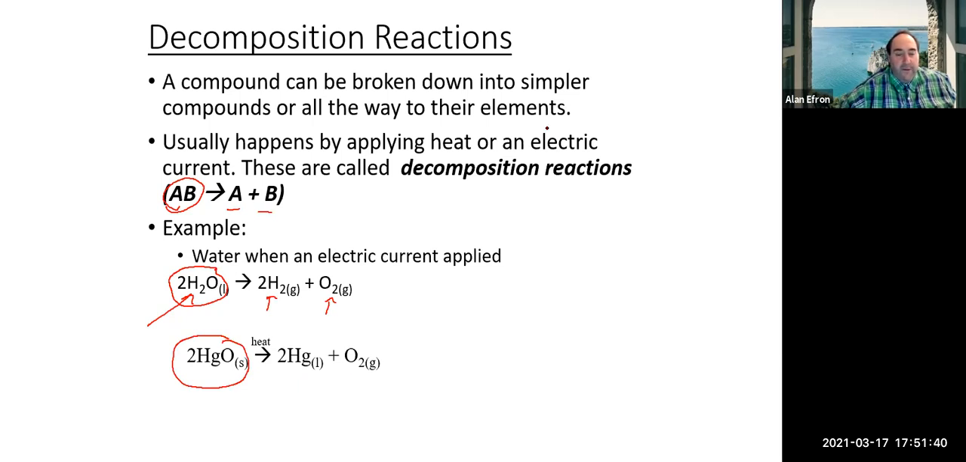Again, one thing making multiple things is a decomposition. So a good way to remember that is synthesis, you kind of put it together, and decomposition, you basically break it apart. So one puts it together, one kind of breaks a reaction apart. And those are two very common ways that we classify chemical reactions.